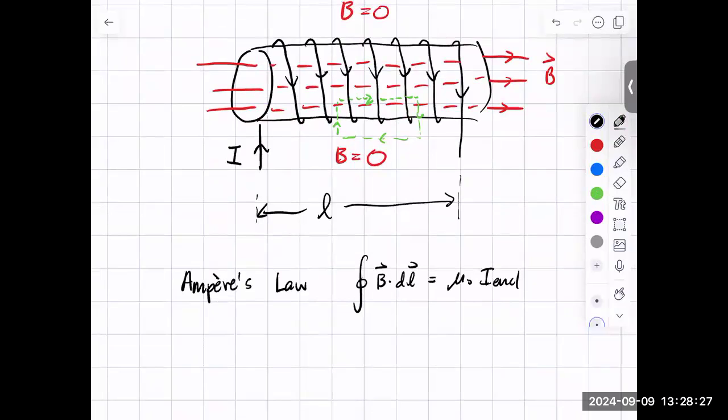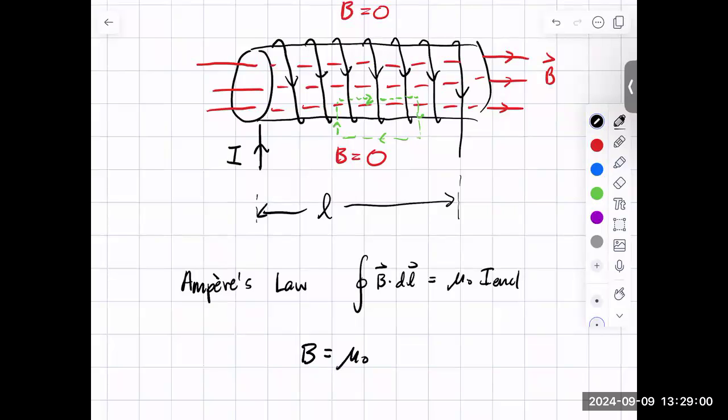I enclosed is the total current that passes through our loop. The way I've drawn it, our coil passes through the loop 3 times, and so we would get 3 times the current. We would divide that by the length to find B. And so we'd end up with the number of turns divided by L, the number of turns per unit length. And that's the classic result for a solenoid.